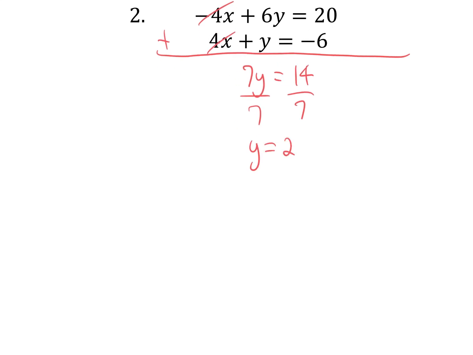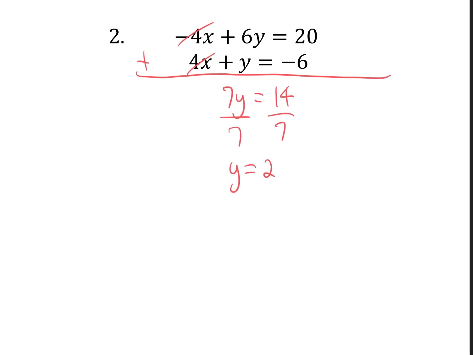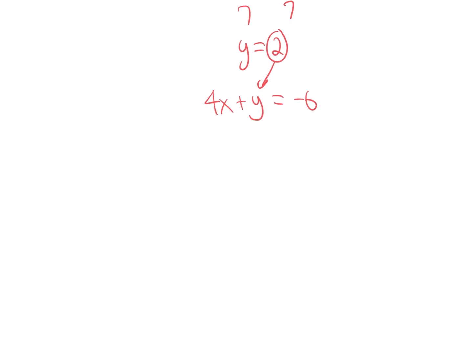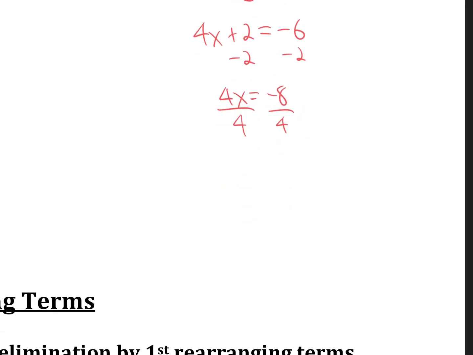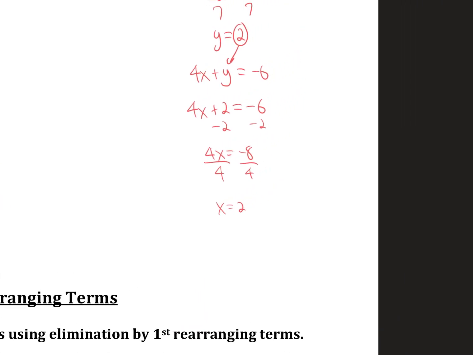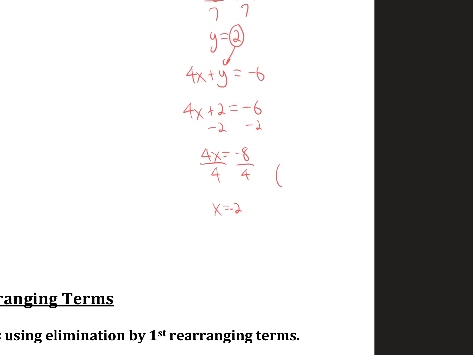All right, are we done? Now, yeah, we got to plug in here. I'm going to plug into the bottom equation because I like the positive 4x here. Work smarter, not harder. So we're going to plug in 2 in for y. So we have 4x plus 2 equals negative 6. Subtract 2. 4x equals what, negative 8. Divide by 4. And x equals what, negative 2? So our answer is going to be, it's negative 2, my bad. It's going to be negative 2 comma 2, x y.